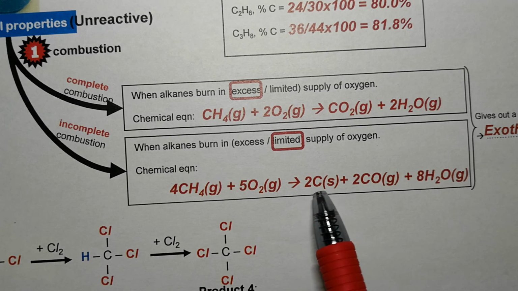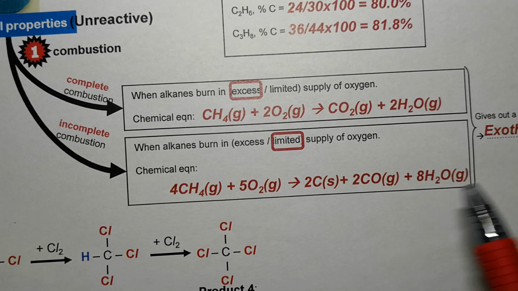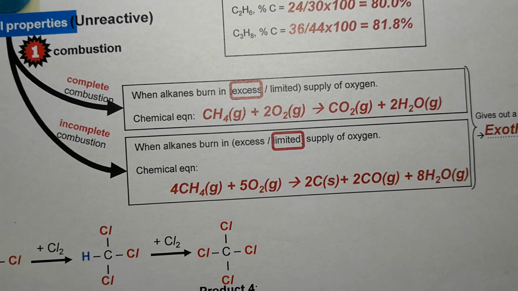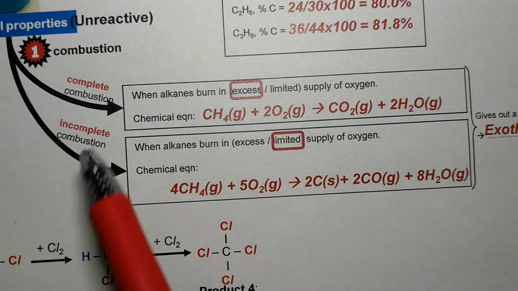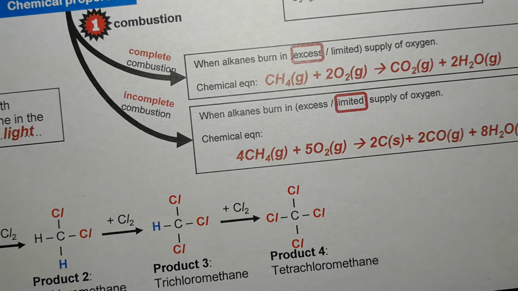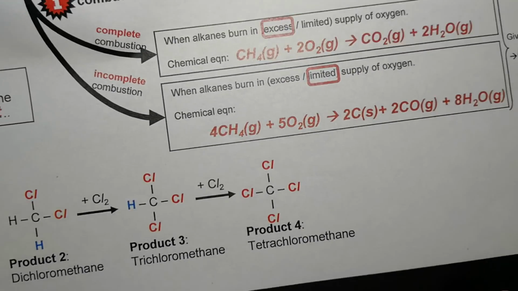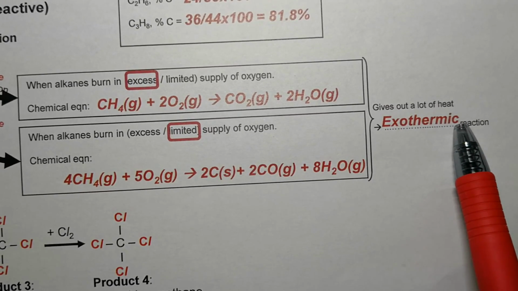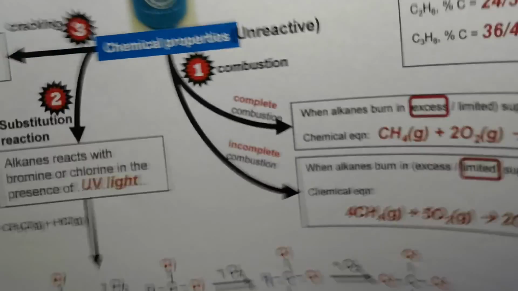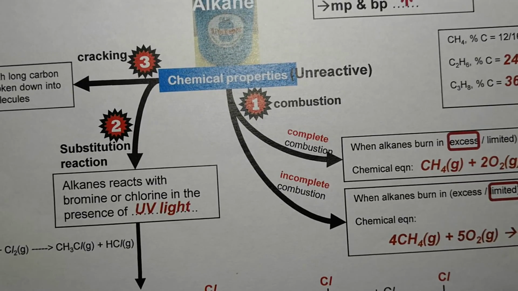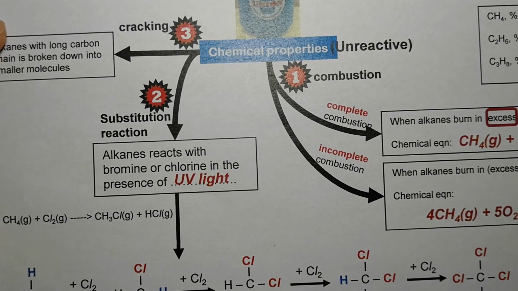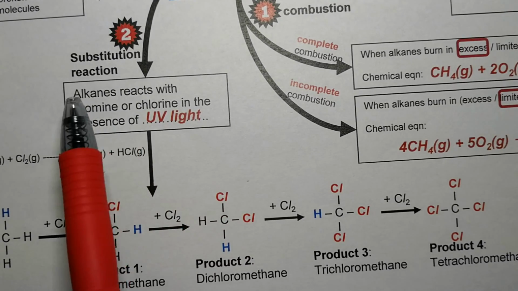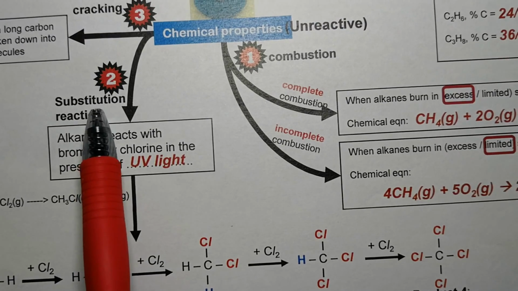And for incomplete combustion, you will get soot, or this is soot. You get carbon monoxide. You get water vapor as well. Okay, complete, incomplete. Excess supply of oxygen and limited supply of oxygen. All right, and of course, both reactions are exothermic, meaning that they give out a lot of heat to the surrounding. So the first chemical property of alkane is combustion. The second chemical property is substitution reaction. Now, this substitution reaction is very important.